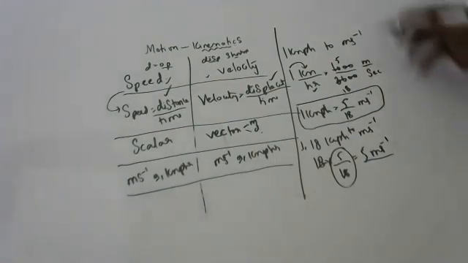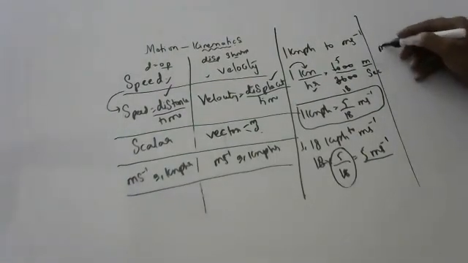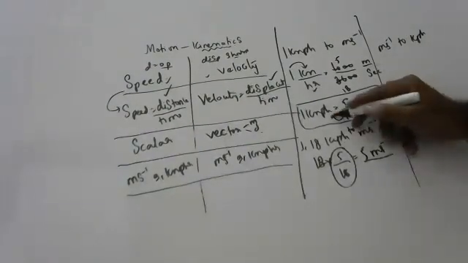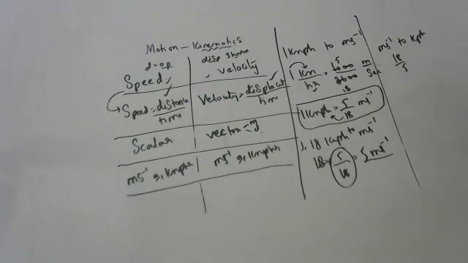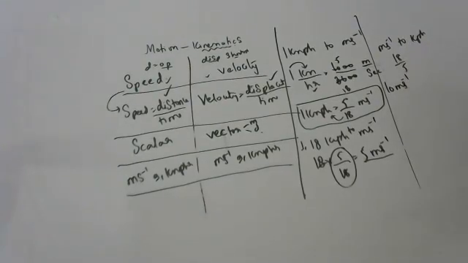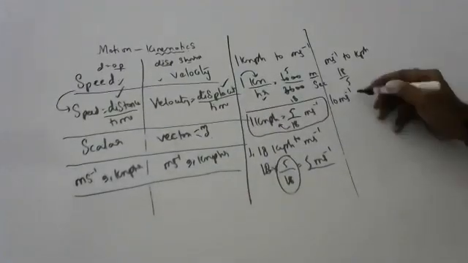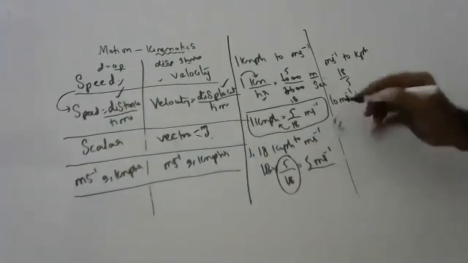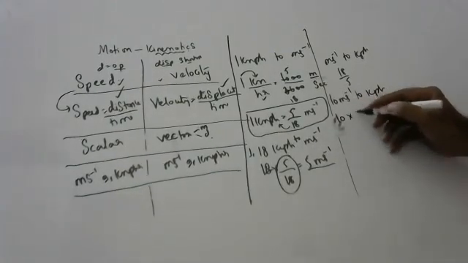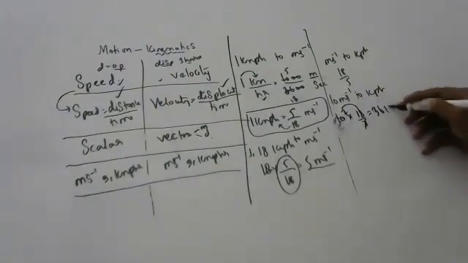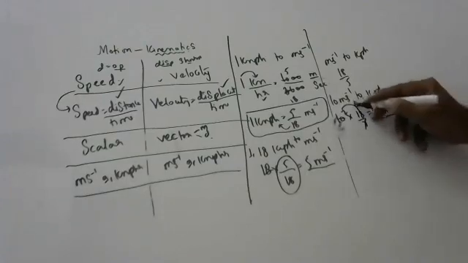And if anyone asks you to convert meter per second to kmph, reverse it. Multiply by 18 by 5. Suppose I say a person is traveling with 10 meters per second. Convert to kmph. That means 10 into 18 by 5. 5 goes up. So 36 kmph. 36 kmph is nothing but 10 meters per second.